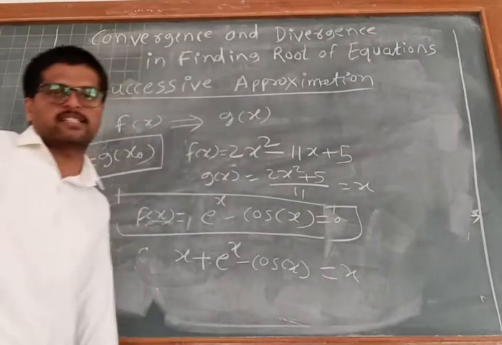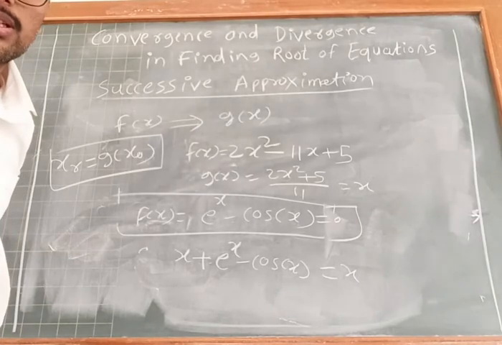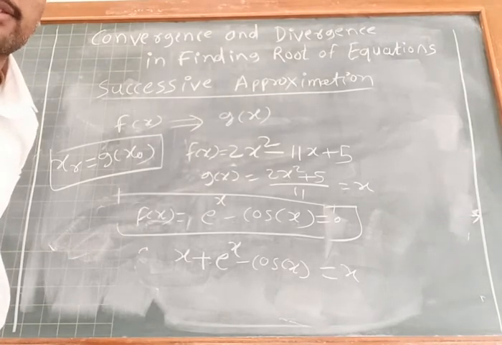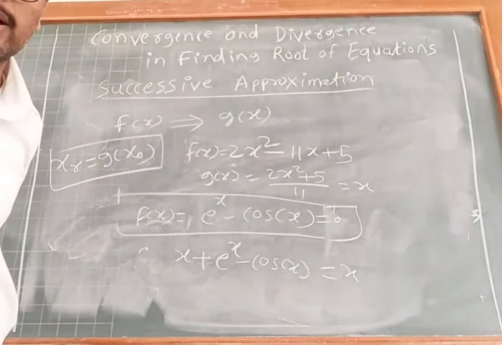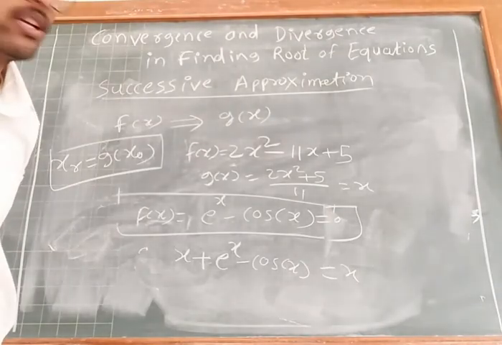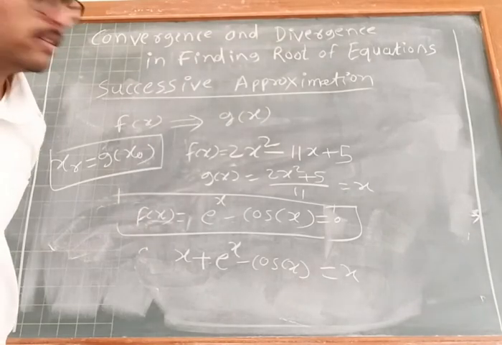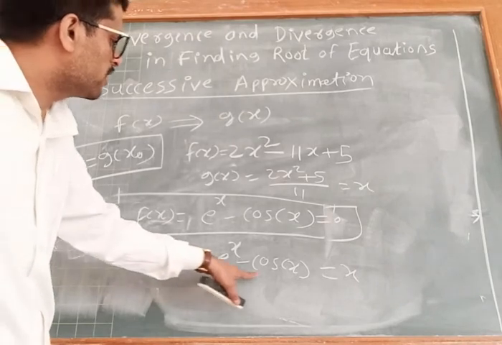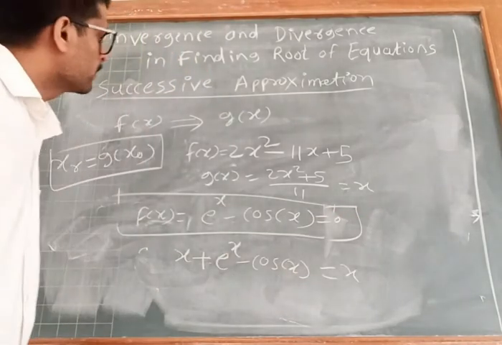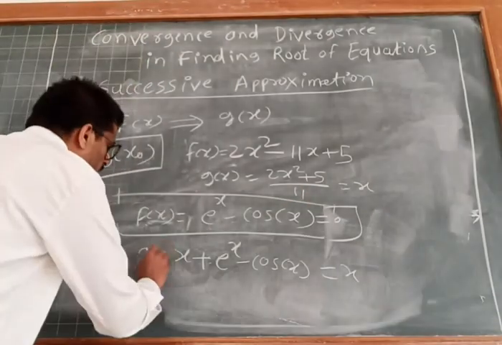0 plus x is x. So if there is a complicated equation in which you cannot take x easily common, then you can rewrite this equation by adding x on both sides. So here I have added x on both sides. So x plus e raised to x minus cos x is equal to x. If the equation is x is equal to, then it is called g of x. So this is g of x.